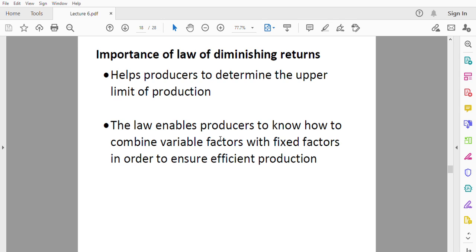The second is that the law enables producers to know how to combine variable factors with fixed factors in order to ensure efficient production. Every manager or every producer wants to be efficient in his production. Now, if you know where the law of diminishing marginal returns sets in, then you will know how to combine your variable factors with your fixed factors so that you attain efficiency in production.